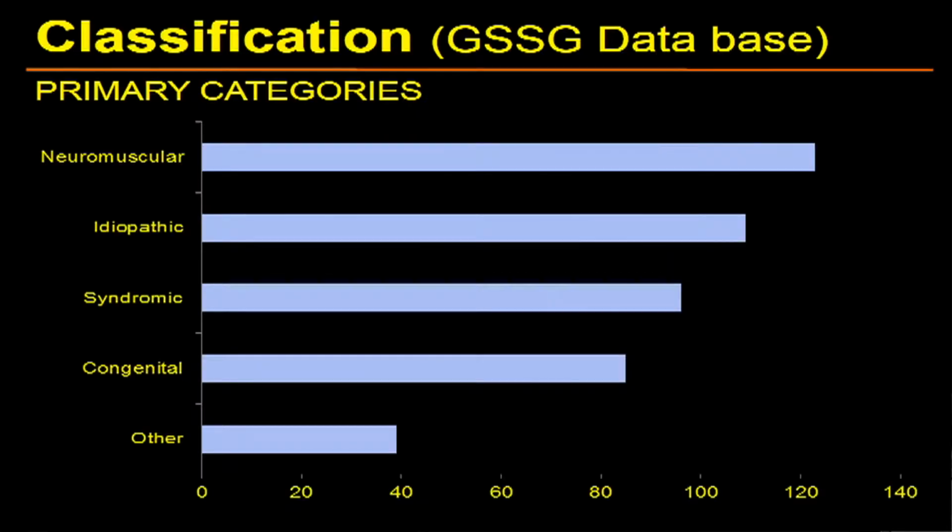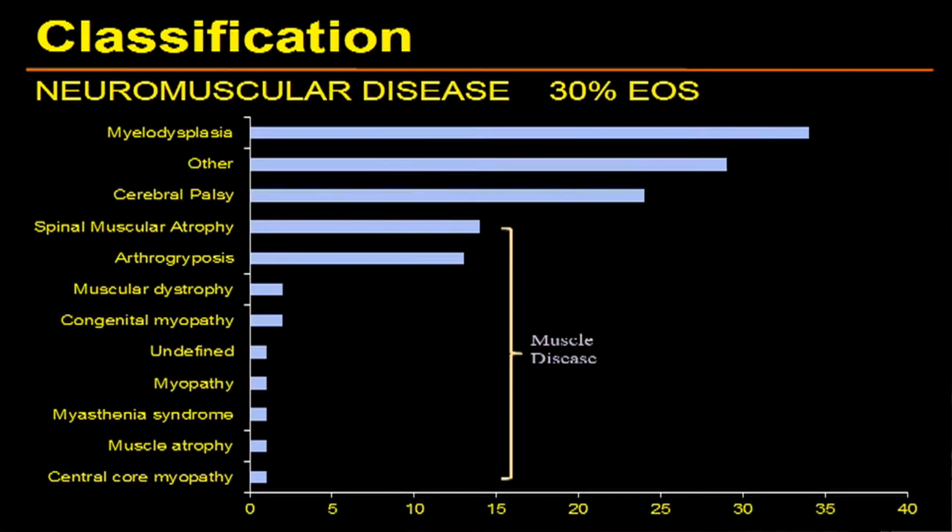The second category we'll look at is neuromuscular, and neuromuscular comprises approximately 30% of all early onset cases, and the distribution from the Growing Spine Study Group is seen here with myelodysplasia, cerebral palsy, spinal muscular atrophy, and arthrogryposis the leading offenders. These present early on. Usually the more severe the neuromuscular condition, the more severe and more highly progressive the scoliosis is going to be.